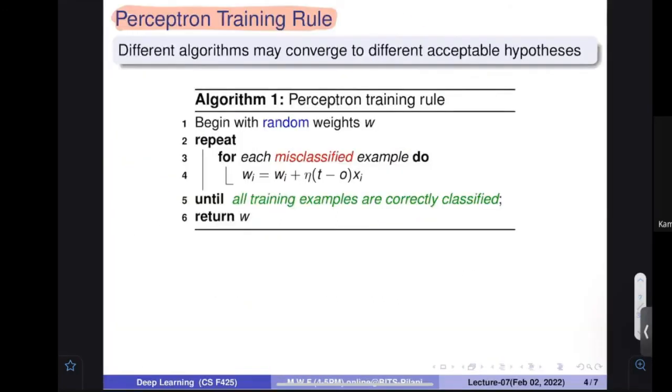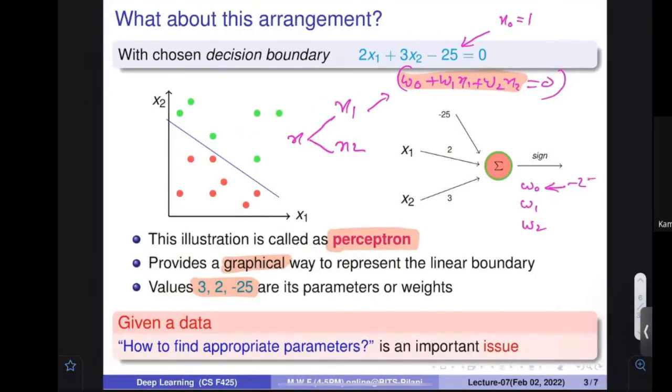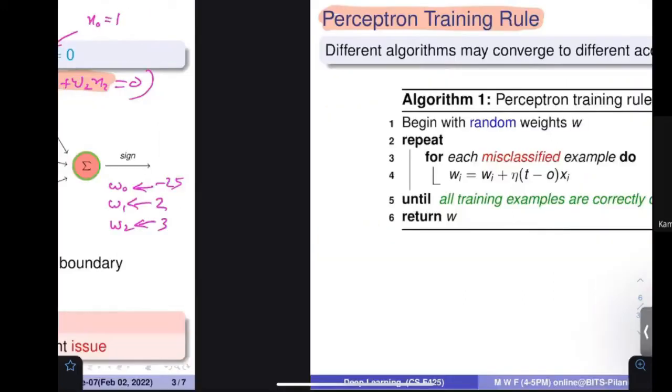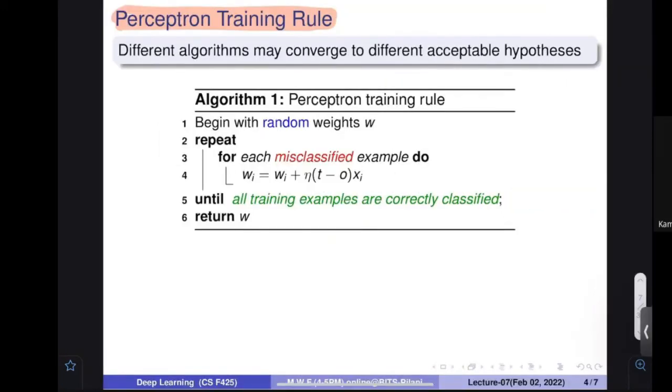Minus 25. Okay, it is minus 25. What is w1? It is 2. And what is w2? It is 3. Make sense? Okay. So we want to write the W's. The algorithm is telling that you take W0, W1 and W2, any random values.